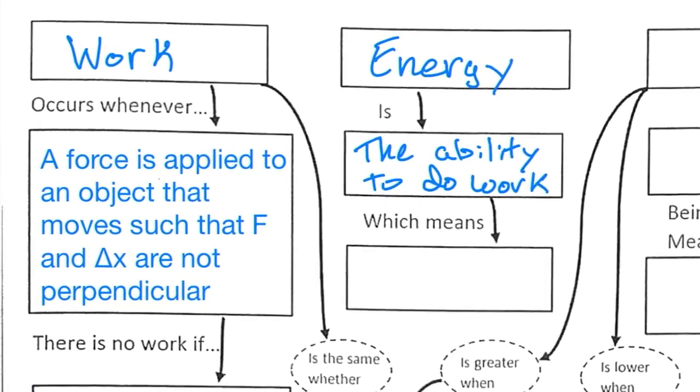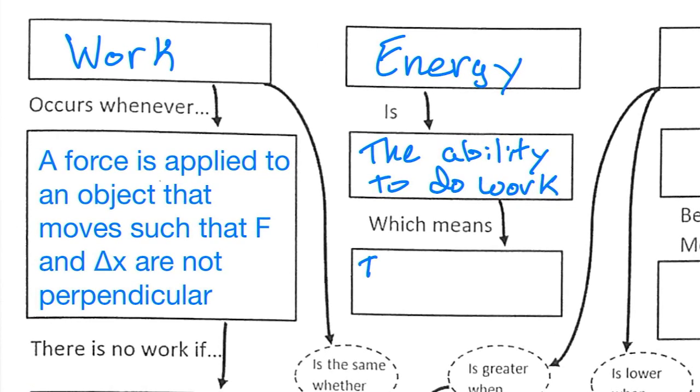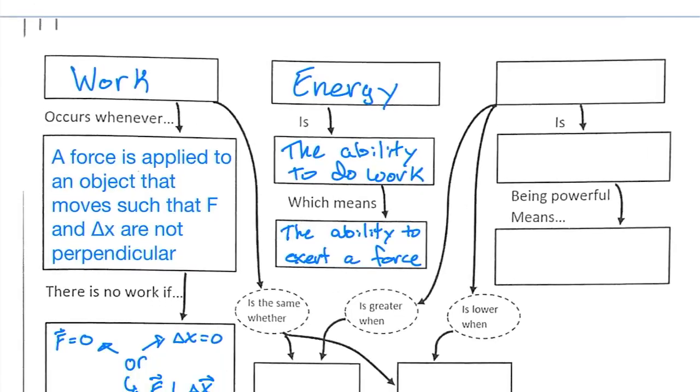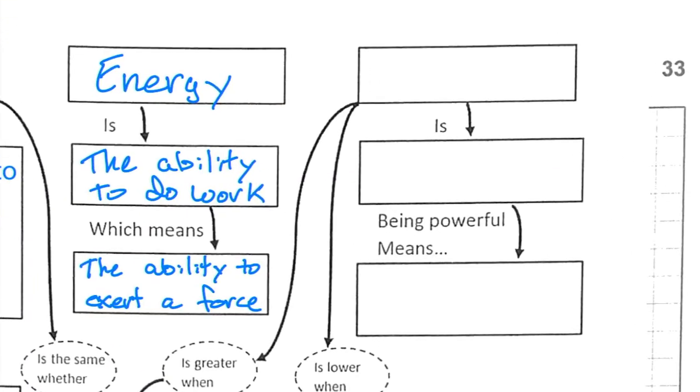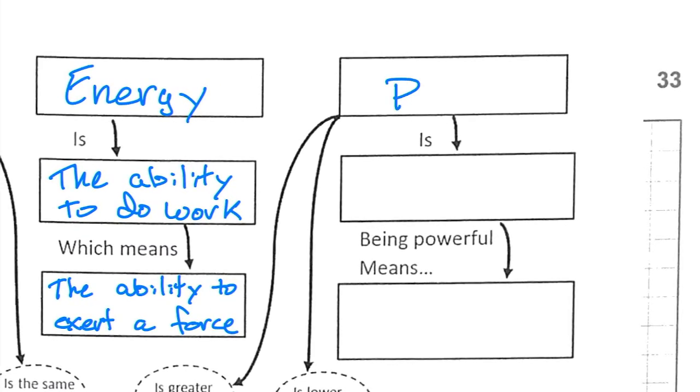And if energy is the ability to do work, that means the ability to exert a force. Right? Work is a force over distance. So if you're going to do work, you got to exert a force. And the last quantity that we're going to have up here is power.